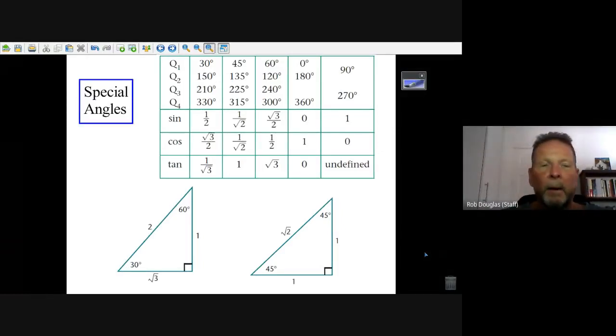Okay, we're going to look at special angles. We did special angles in grade 10 and even in grade 11. Let's just go over this story with special angles. Sometimes they ask you to figure out things without a calculator.